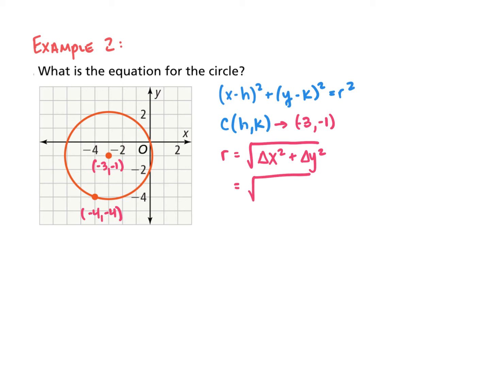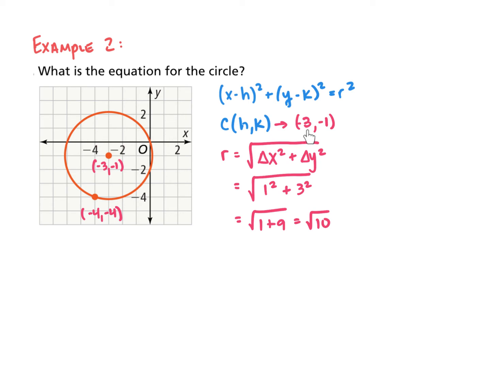Those are only different by 1, so I'll have 1 squared for my change in x squared. Now my y coordinates are -1 and -4. That's a change of 3, so this is going to be 3 squared here. So this is the square root of 1 plus 9, which is the square root of 10. That's the radius. So now I have everything I need.